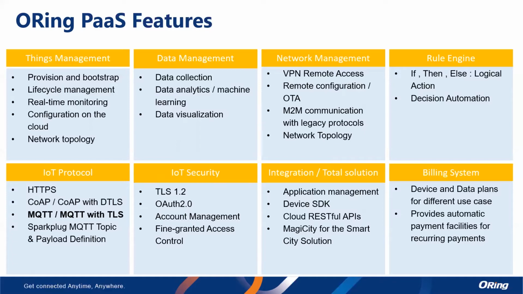For the IoT protocol layer, as I mentioned, we are also focused on providing flexibility. So we have HTTPS, CoAP with DTLS, MQTT also encrypted with TLS, also including the Sparkplug version of MQTT, all to provide the possibility to connect different kinds of devices. And because these are global standards, there is no necessity to connect only ORing devices to the cloud platform. If the user or another vendor can follow our API, it's very easy to connect a third-party device to the cloud to store the data.